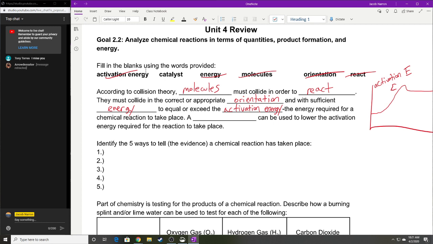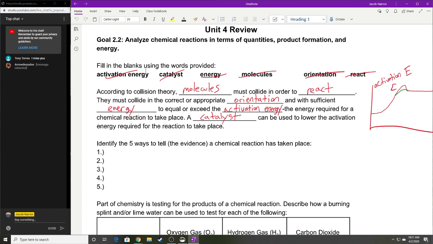A catalyst. That's our last thing. A catalyst can be used to lower the activation energy required for the reaction to take place. So really what that catalyst does is it actually lowers that a little bit. It flattens the curve. That's something you guys have probably heard a lot lately. But in terms of chemistry, it lowers that little curve so that it doesn't take as much energy, and therefore reactions are going to take place more quickly.